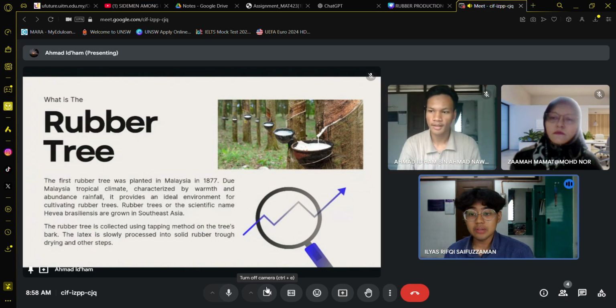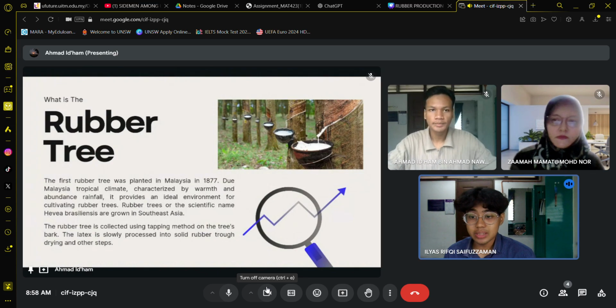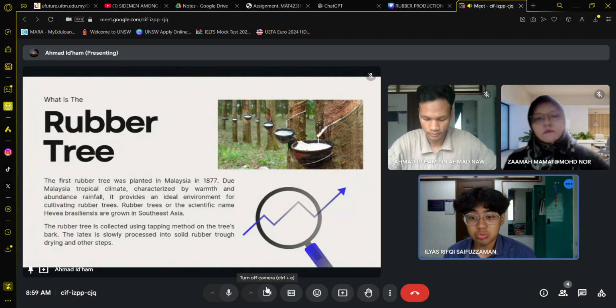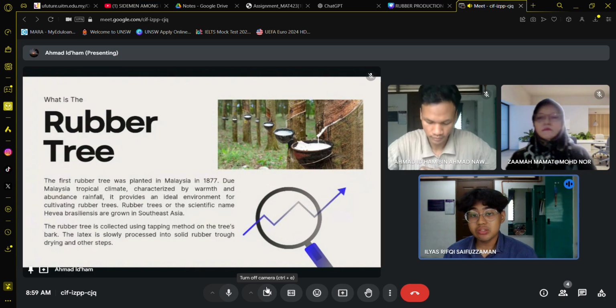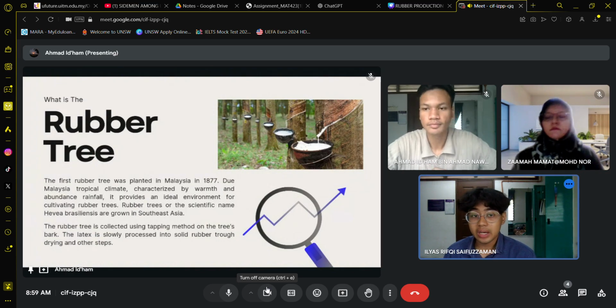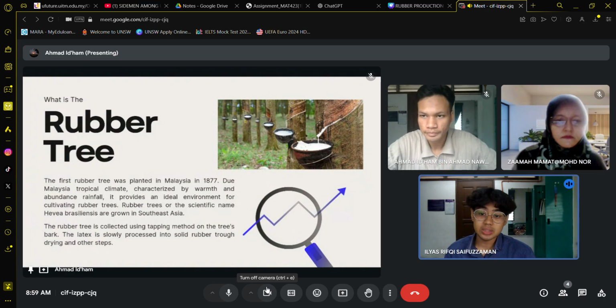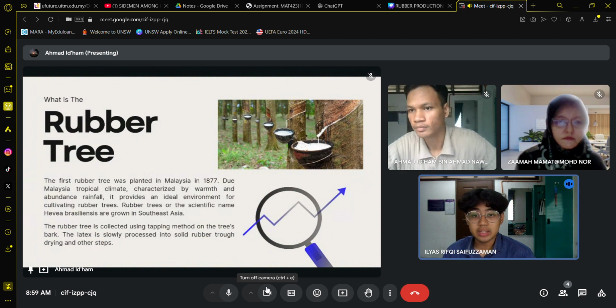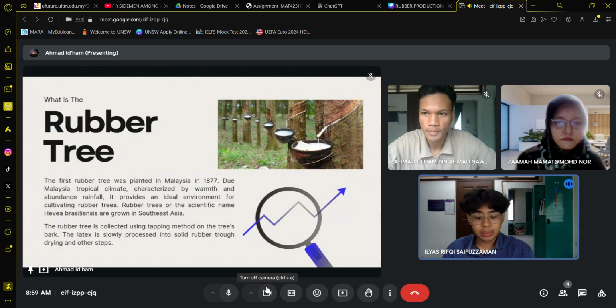The rubber from the rubber tree is collected using the tapping method on the tree's bark. The latex is slowly processed into solid rubber through drying and other steps. So from the tree, we will collect the natural rubber, and the natural rubber will later be processed through drying and other methods to become the solid rubber that is used in many industries, such as for the mechanical, for the surgical, and so on. So Ilham, you may continue.